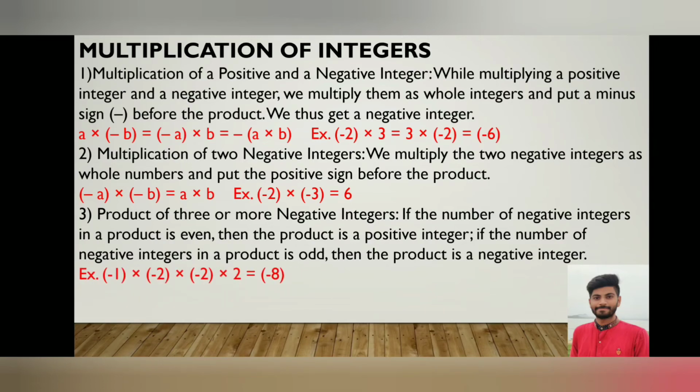Let's see one example. For example, minus 1 multiply with minus 2 multiply with minus 2 multiply with 2. How many negative integers are there? There are 3 negative integers. So we will do the simple multiplication of 1 multiply with 2 multiply with 2 multiply with 2, we will get 8. But how to put the sign? We will count the negative integers, that is 3. 3 negative integers are there, which is odd. 3 is an odd number, so our answer will be negative. Simply remember this to put the sign.